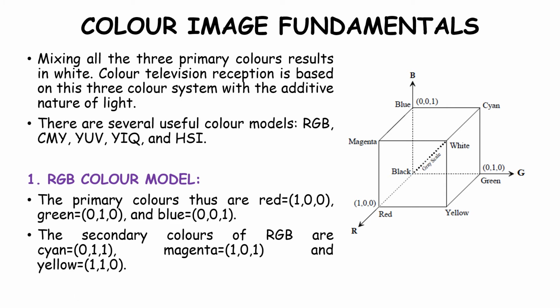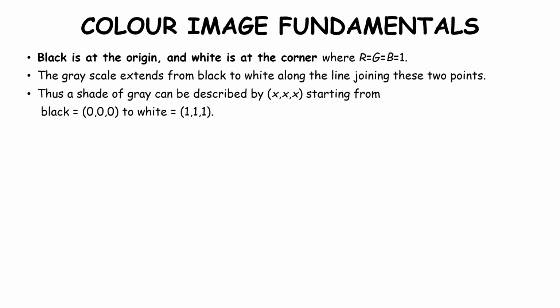The first model we are going to see is the RGB color model, and the cube depicts RGB. Here the primary colors are red with a value of 100, green 010 and blue 001. And the secondary colors of RGB are cyan 011, magenta 101 and yellow 110. Let us say that black is at the origin and white is at the corner where R equals G equals B equals 1. The grayscale extends from black to white along the line joining these 2 points.